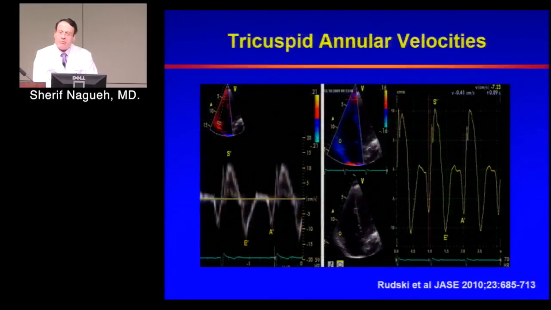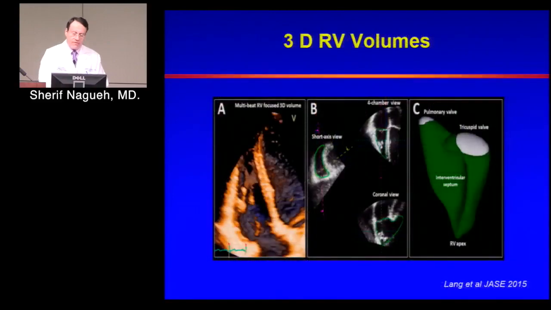The same for the TAPC limitation. Okay, now RV volumes by 3D. There is relatively limited experience for 3D RV volumes. It depends on getting images of the RV from several views and then putting them together, stitching them together from several beats.